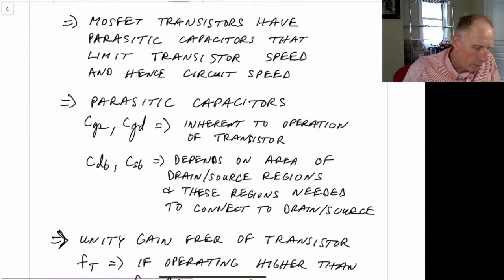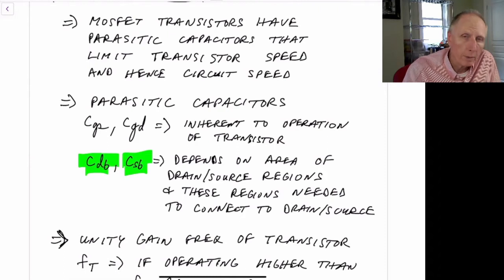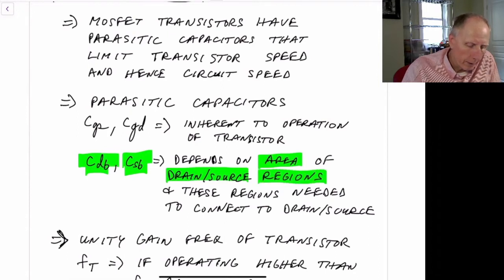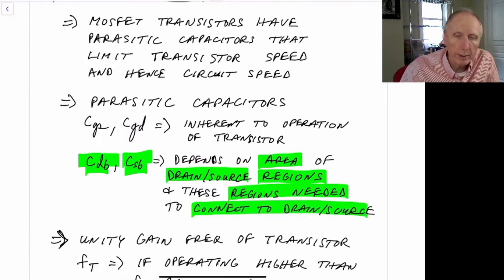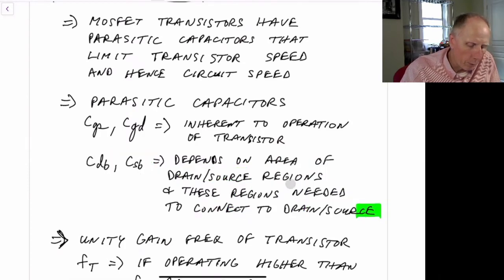The other two capacitors will be the drain to bulk capacitance and the source to bulk capacitance. And these depend upon the area of the drain and source regions. These regions are needed in order to connect to the drain and source. So they're not inherent to the transistor, but if we want to connect to the transistor, then we need to have drain and source regions, and therefore these capacitances will occur. But they don't help with the operation of the transistor, they just make it possible to connect to the transistor.